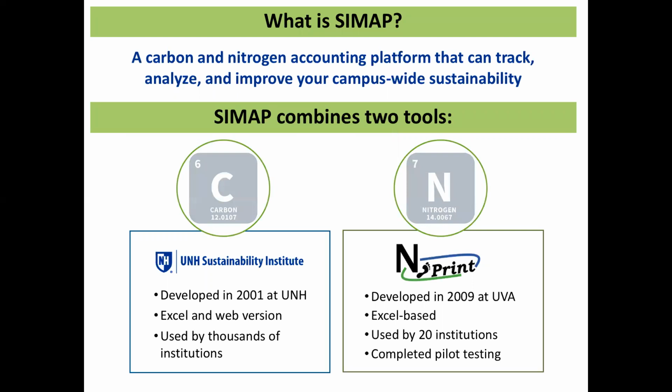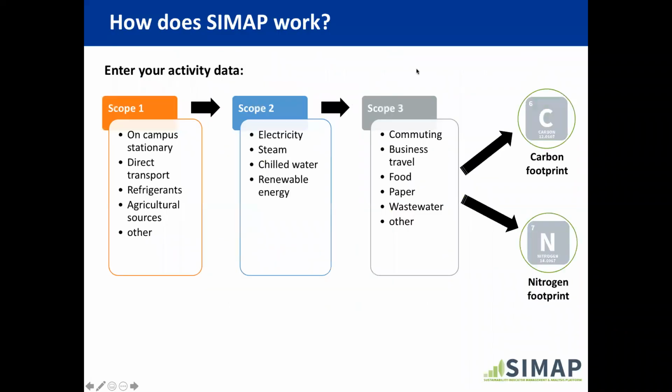But it was preceded by 2 Excel-based tools that many of you used. First, the carbon tool went by many names over the years, the Campus Carbon Calculator, Clean Air Cool Planet, and others. And it was integrated with the nitrogen footprint tool, which was developed at UVA, also Excel-based, and went through pilot testing by a group of 2 institutions.